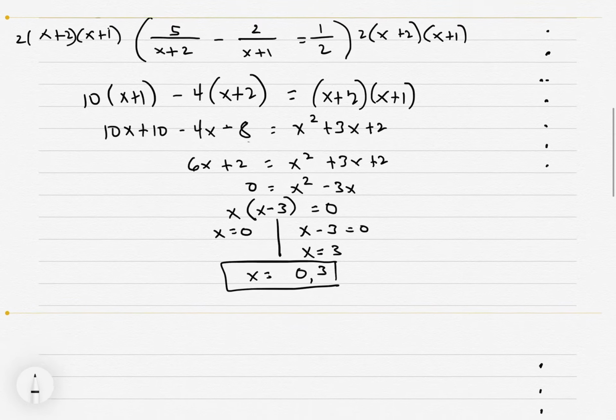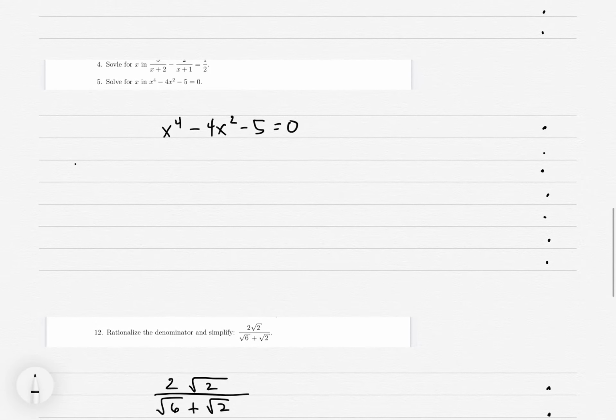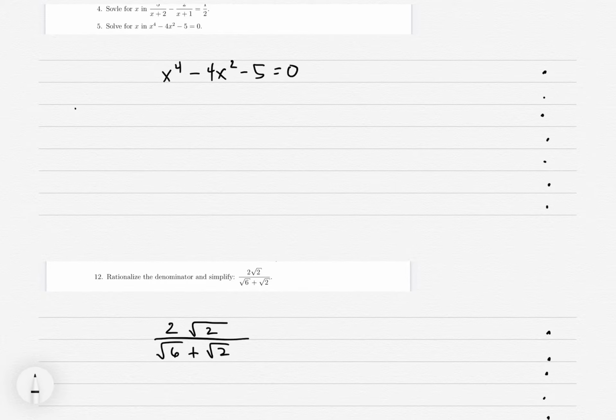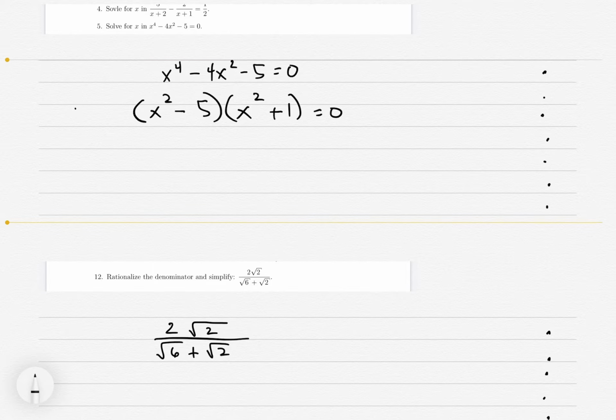Now, let's proceed with item number 3. So, item number 3 natin, we have here, solve for x in x to the 4th power minus 4x squared minus 5 is equal to 0. Ngayon, hindi na siya quadratic, pero kaya natin siyang i-transform bilang quadratic, or we can factor out this kind of equation. Ang factors na pala nito ay the quantity of x squared minus 5 times x squared plus 1 is equal to 0.